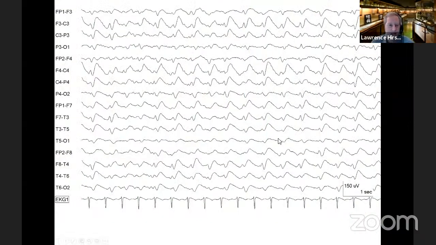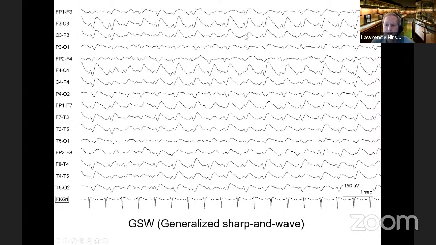And here's a GSW pattern, a generalized spike wave. So you can see there's a spike, then a wave, a spike, then a wave, a spike, then a wave, and at least 6 in a row. This is a fairly unusual pattern in the critically ill.